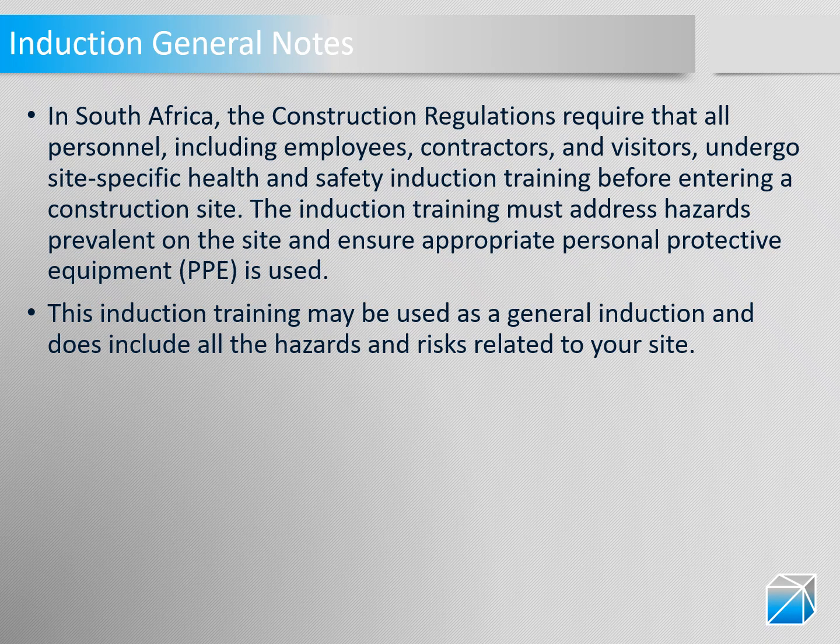In South Africa, the construction regulations require that all personnel, including employees, contractors, and visitors, undergo site-specific health and safety induction training before entering a construction site. The induction training must address hazards prevalent on the site and ensure appropriate personal protective equipment, PPE, is used. This training provides a general overview and may not cover all the hazards of your specific site. Always ensure a local induction is conducted where necessary.